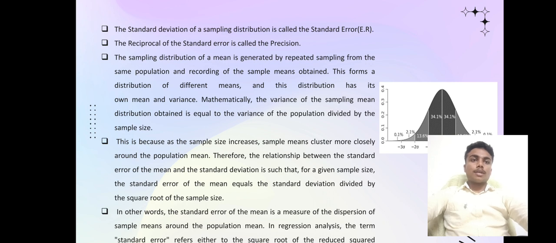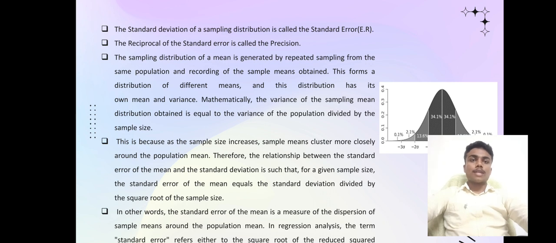Mathematically, the variance of the sampling mean distribution obtained is equal to the variance of the population divided by the sample size. This is because as the sample size increases, sample means cluster more closely around the population mean. Therefore, the relation between the standard error of the mean and standard deviation is such that for a given sample size, the standard error of the mean equals the standard deviation divided by the square root of the sample size.